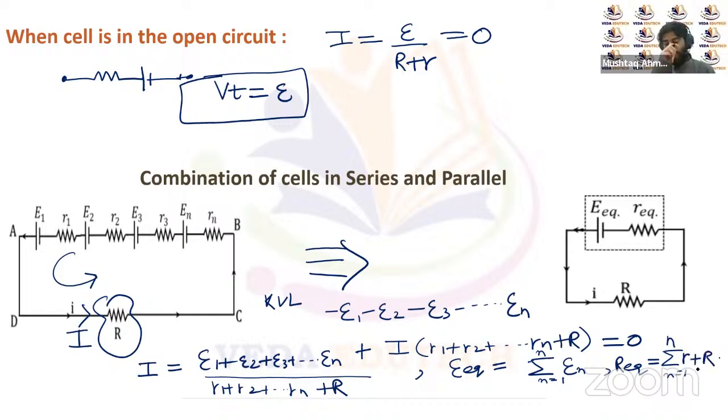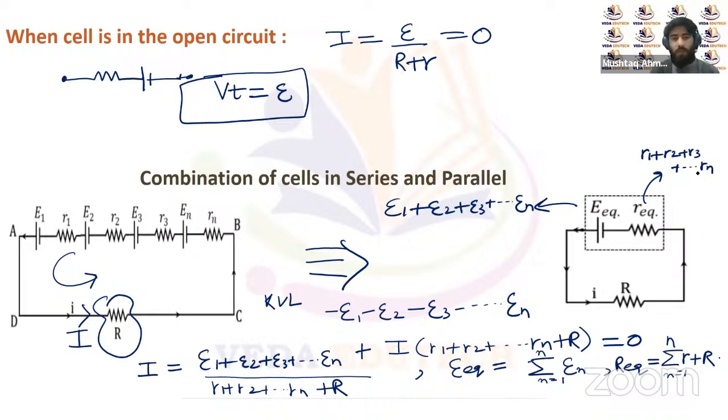So this is how we can find the equivalent resistance and the equivalent EMF of a battery. The equivalent EMF of a battery in case of series combination is just the sum of all the EMFs, that's E1 plus E2 plus E3 up to En. Similarly, R equivalent is equal to R1 plus R2 plus R3 up to Rn. So this is the equivalent resistance of the battery in case of series combination of cells.